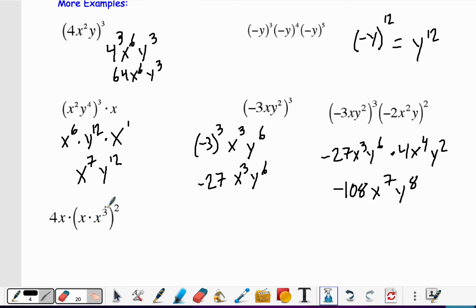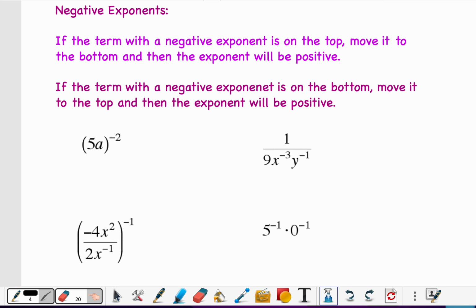Finally here, you could bring the 2 in both pieces or simplify first. Does not matter. I'll simplify inside first. X times x cubed is just x to the 4th. So this becomes 4x times x to the 8th, which is just 4x to the 9th. Super fun, huh? All right, let's get to the good stuff.